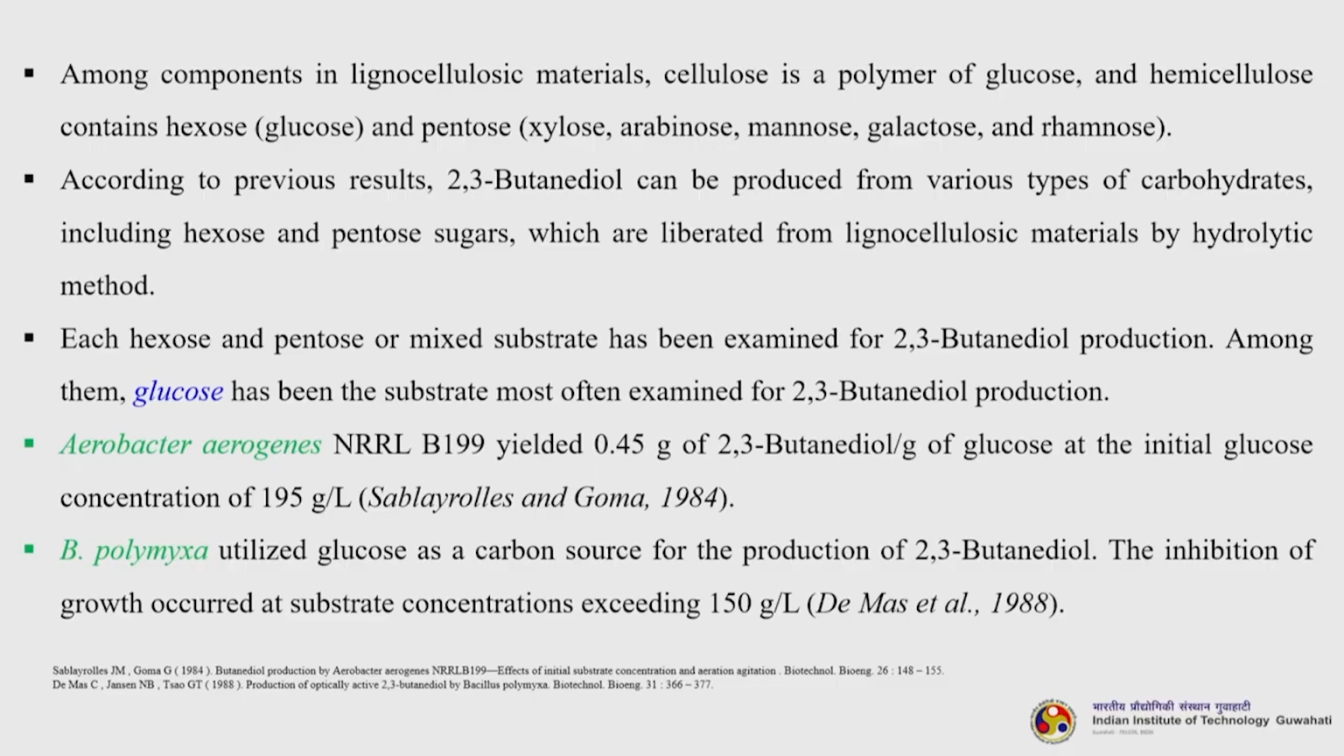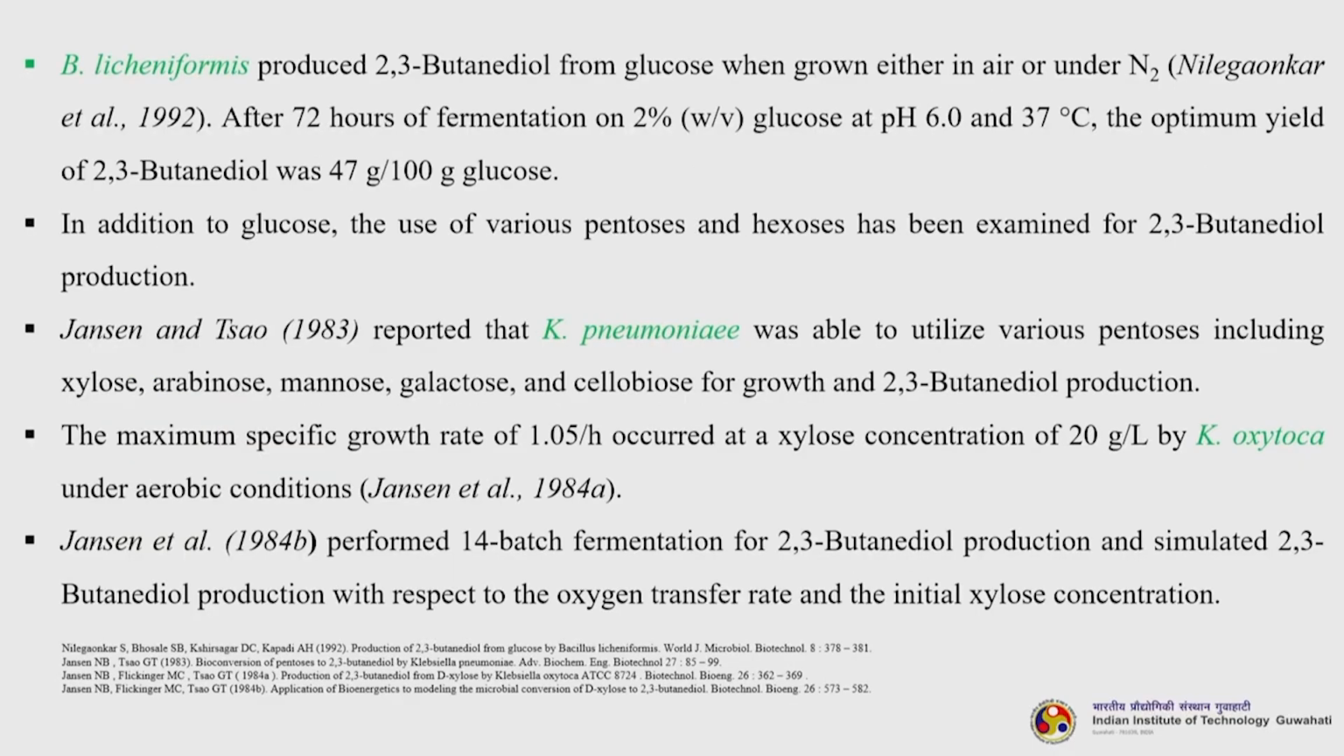read more in detail. Bacillus licheniformis produces 2,3-butanediol from glucose when grown either in air or under nitrogen. After 72 hours of fermentation on 2% weight by volume glucose at pH 6 and 37 degrees centigrade, the optimum yield of 2,3-butanediol was 47 grams per 100 grams of glucose. In addition to glucose, the use of various pentoses and hexoses has been examined. Janssen and Sao reported that Klebsiella pneumoniae was able to utilize various pentoses including xylose, arabinose, mannose, galactose and cellobiose for growth and 2,3-butanediol production.